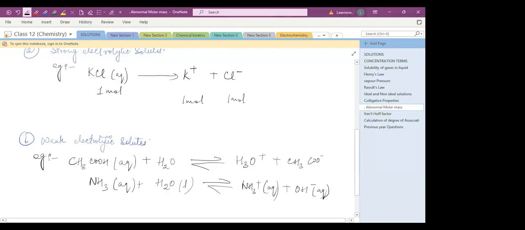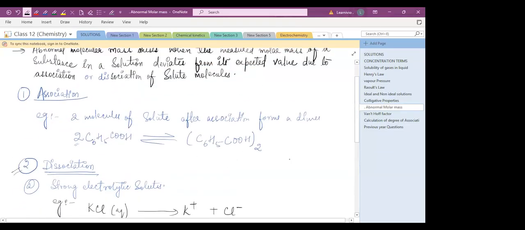And this deviation, basically there is a factor which is the Van 't Hoff factor. The Van 't Hoff factor quantifies this deviation, the abnormal molecular mass. When the solution deviates from its expected value due to association or dissociation, there comes a factor which is known as the Van 't Hoff factor, and it quantifies this deviation. So we will discuss further what the Van 't Hoff factor is and what the formulas are. Okay, so first, just write it down.